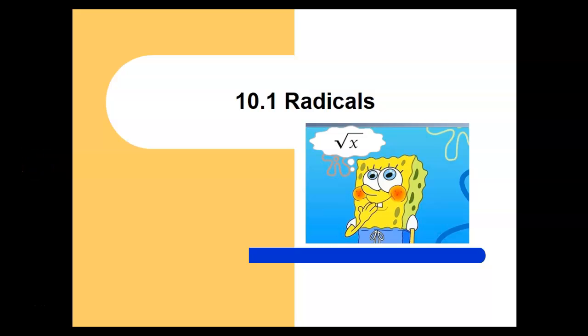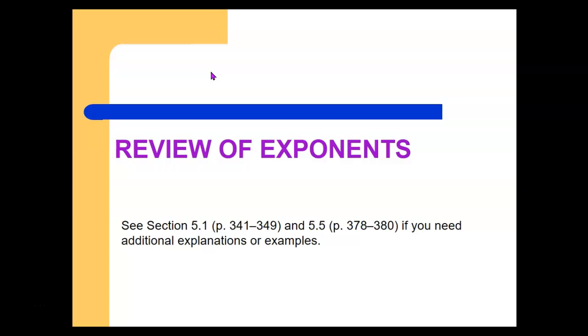Today we're going to be talking about radicals, which means square roots and other kinds of roots. But first, a quick review of exponents and how they work. And if you need more than just a quick review that I'm giving you here, you can go back and look at chapter 5, especially section 5.1 and 5.5 in the book that really explains exponents and the properties of exponents and how they work.